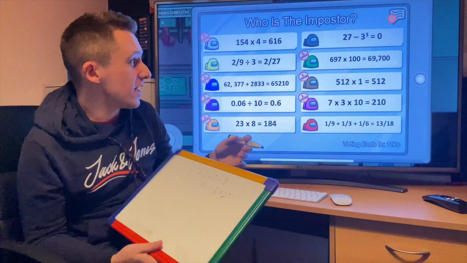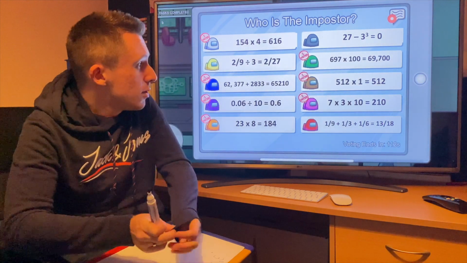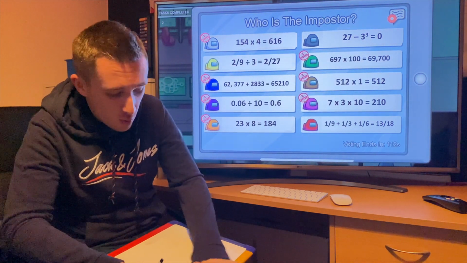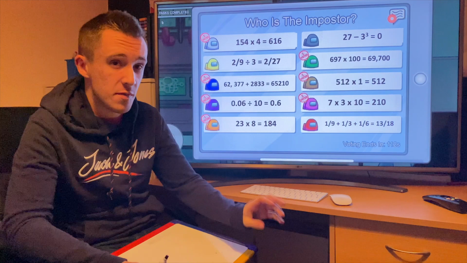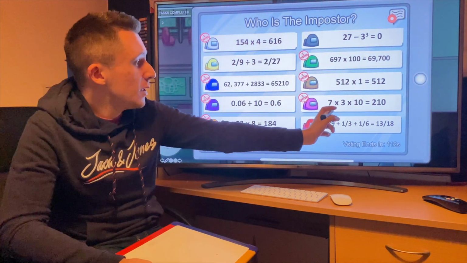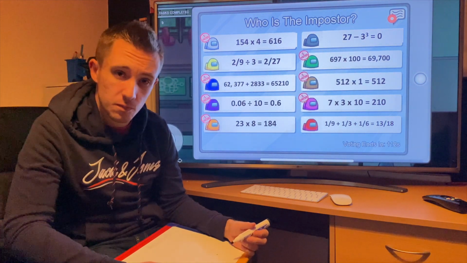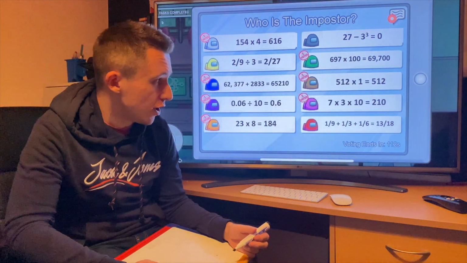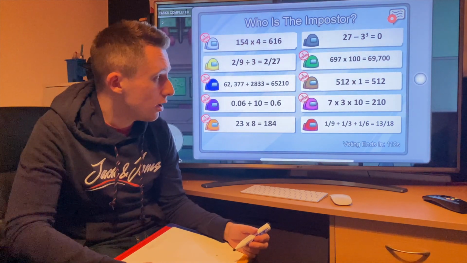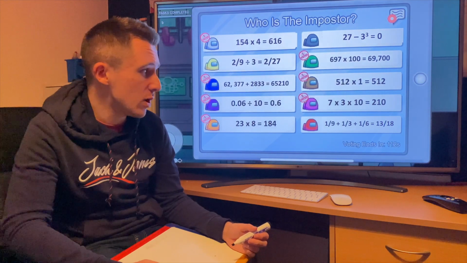This one here, 697 times 100, is correct. Moving on to brown, 512 times 1. We know that any number times by 1 is itself, so that's fine. This one here, 7 times 3 times 10. Well, that's fine. We do 7 times 3 first, which is 21. 21 times 10 is 210, so that's correct as well.